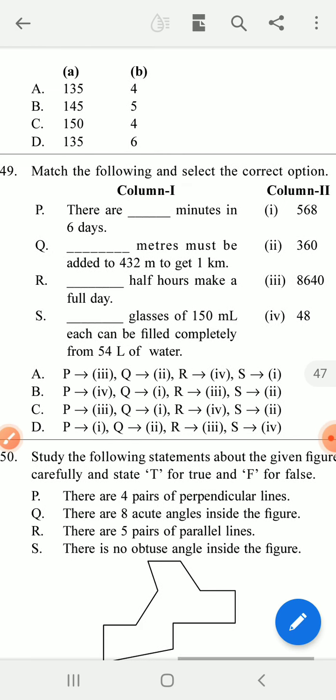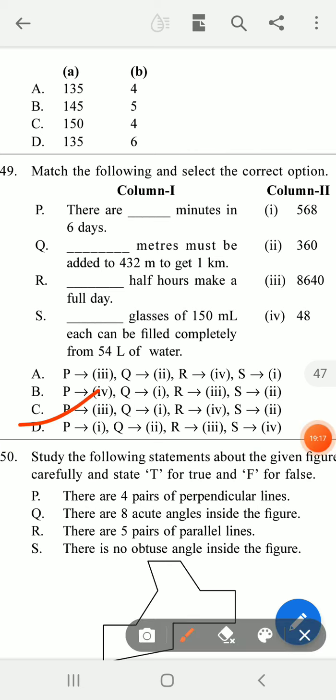Match column A with column B. 49. There are dash minutes in 6 days. So which one is correct? 49, C is the answer. So P matched with number 3. There are dash minutes in 6 days. In one day there are 24 hours, and in 24 hours, 24 into 60 is the number of minutes. Now multiply by 6, so 24 into 60 into 6, you can get the answer 8640.